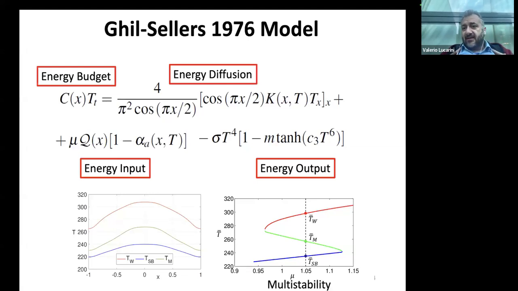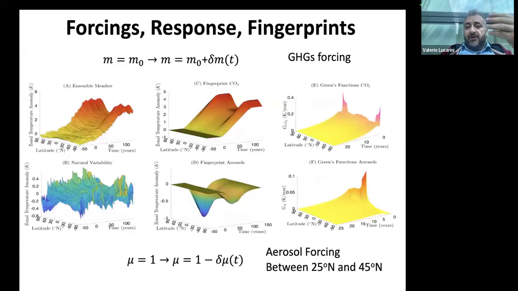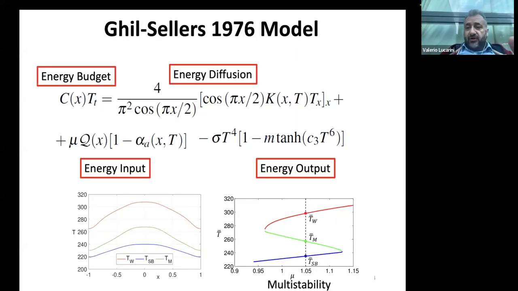One is a simple but incredibly relevant energy balance model, the Gilseller 1976 model, and then an actual coupled GCM. I don't need to introduce the energy balance model. It describes energy absorption, diffusion, and emission for a latitudinal band. There are lots of parameters in this model. One parameter describes the greenhouse effect, so the gray nature of the atmosphere.